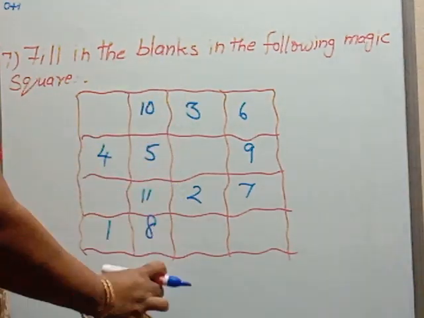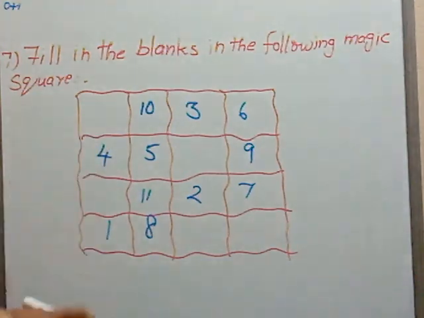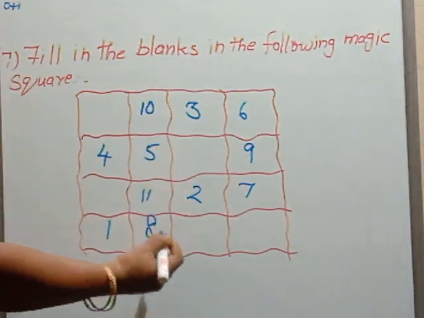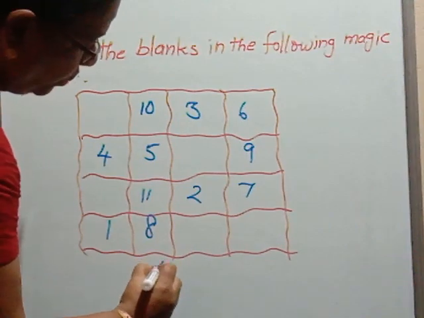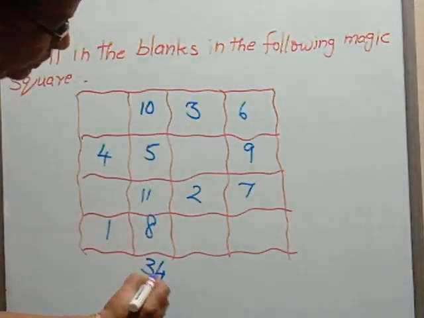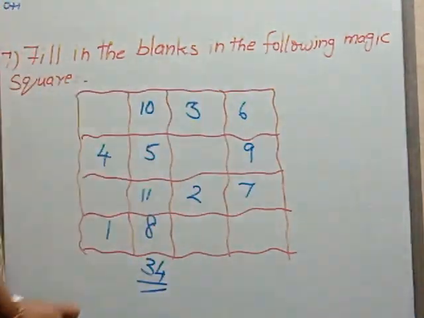Here, only one line has all the numbers given. You add and find the total first. 0 plus 5, 5. 5 plus 1, 6. 6 plus 8, 14. Remainder 1, 2, 3. So, if you add row wise or column wise, you have to get 34.